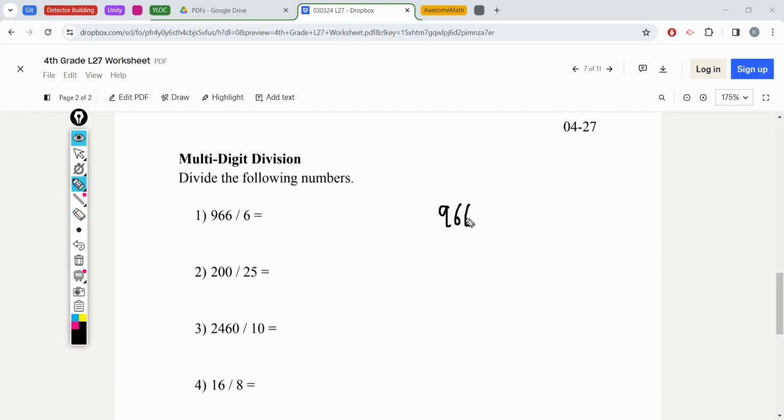966, and we're dividing by 6. So 6 goes into 9 one time. We subtract, we drop down the next 6. 6 goes into 36 6 times, and then 6 goes into 6 one time. So we get 161.